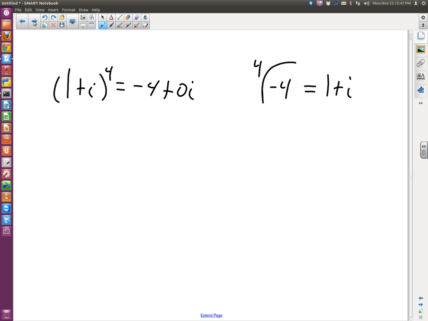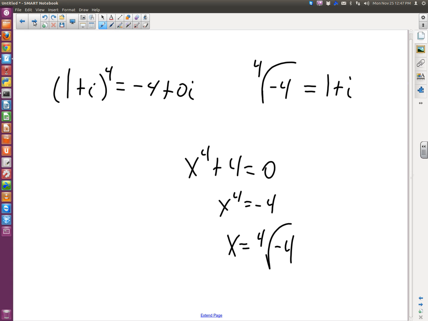When I square root 4, what do I get? 2, or you get 2 answers, right? When I take the fourth root of something, I should get how many answers? 4 answers. I'm really solving this equation. How do you solve an equation like this? Subtract the 4. Take the fourth root, right? So the solution to this equation, that's one of them. But since it's a fourth degree equation, you expect 4 answers.